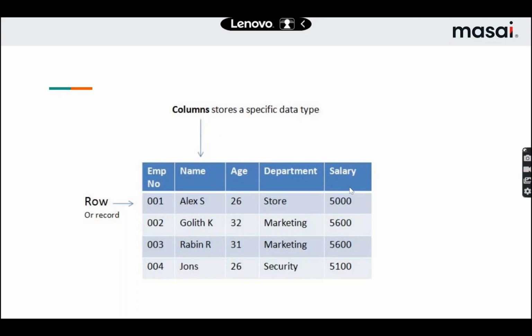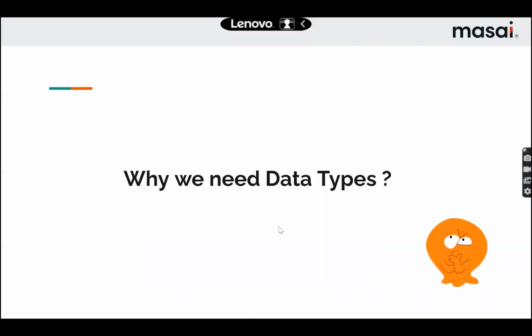This will become 11,200 or something. In integer you can perform the operations of multiplication and division, but in a string you cannot perform those same operations. So we should know what the data type is, so that if later I want to perform some operation, I can do that. But I cannot perform operations on these strings: store, marketing, security.